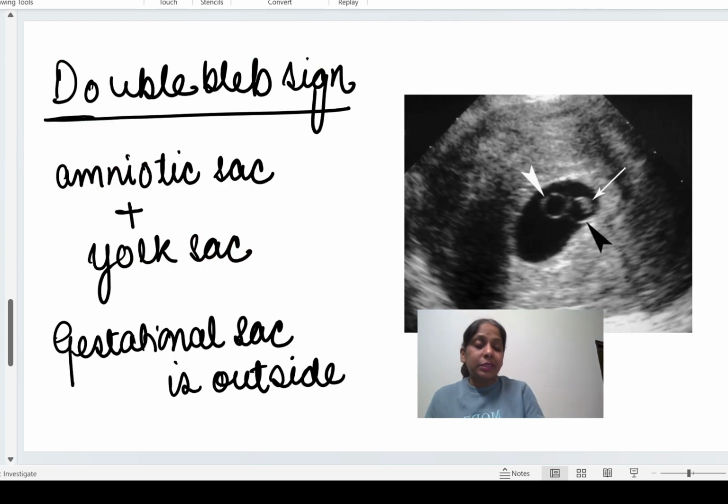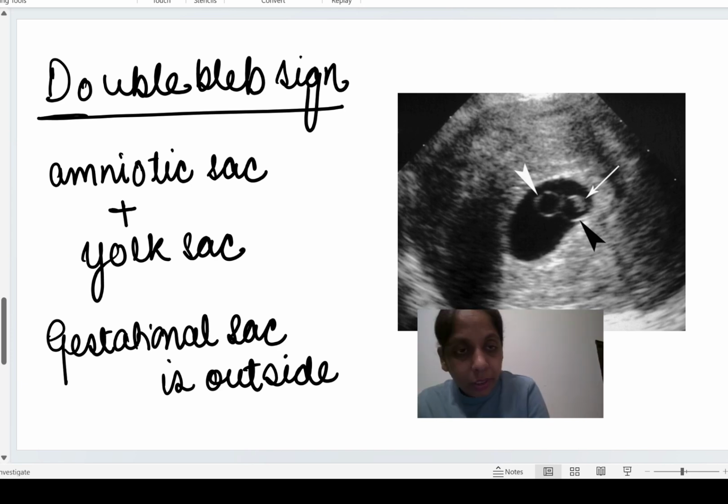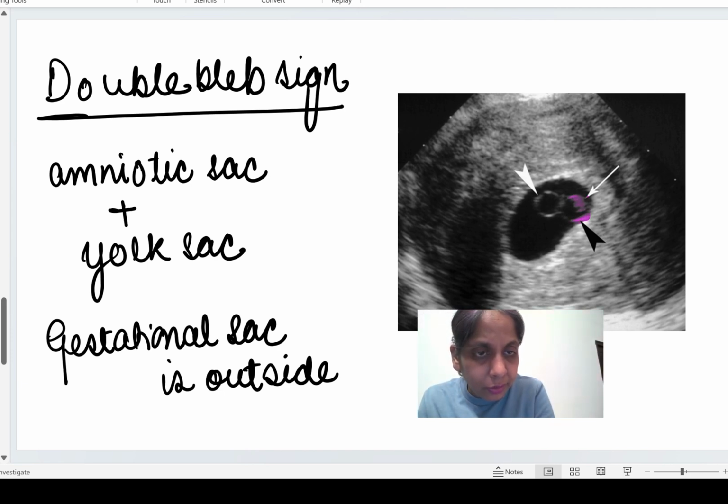What is the double bleb sign? Inside the gestational sac there are two sacs. One is the amniotic sac and the other is the yolk sac, right? These both sacs are known as blebs, two circles, as you can see in the picture here also. This is the first circle.